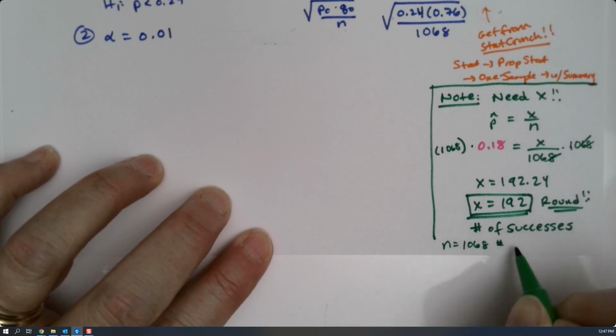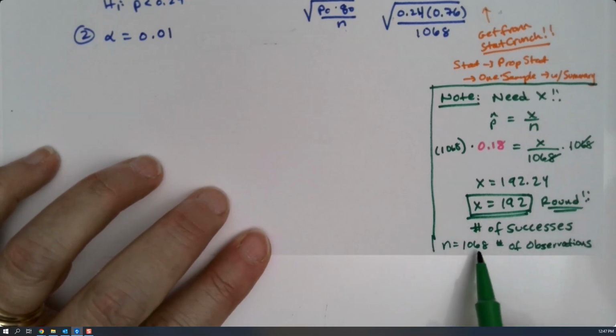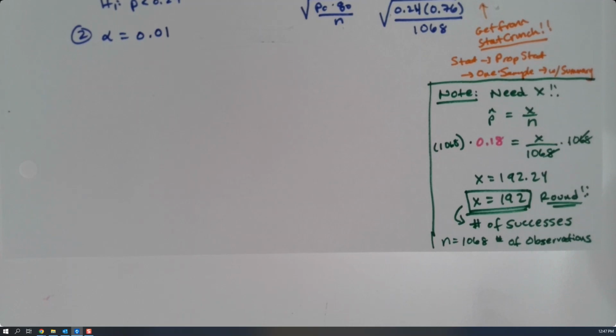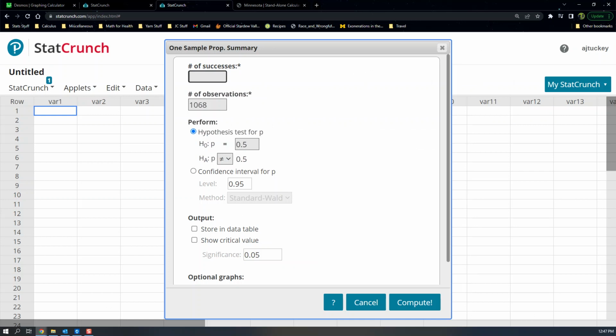You might as well write this down because it gets a little confusing sometimes in StatCrunch what they're asking for. So number of observations is n, number of successes is x. All right, make a big note of all of that. You're going to need it because you're going to do it a lot. We've actually already run into this in chapter 9, and there it is again. So now let's use that. So let's go back to StatCrunch and say, okay, my number of successes is 192. My number of observations is 1068.